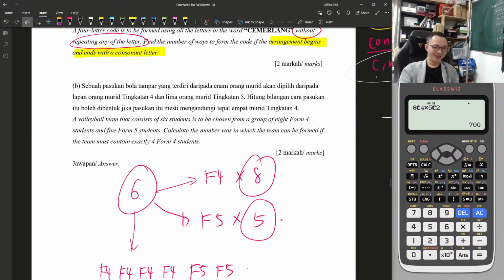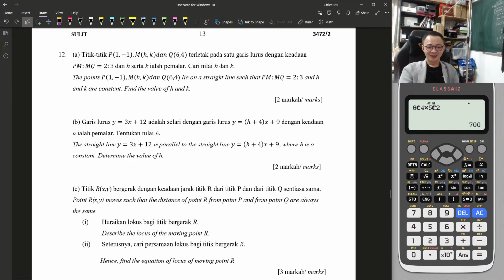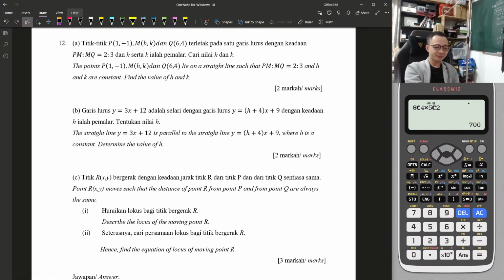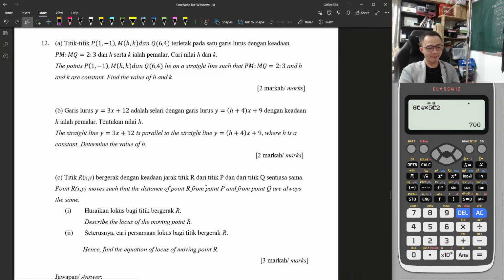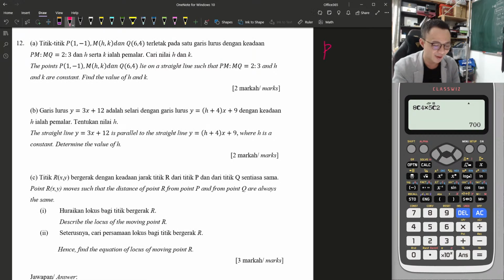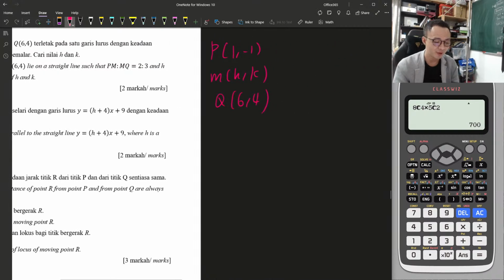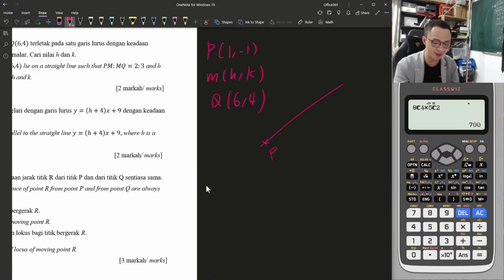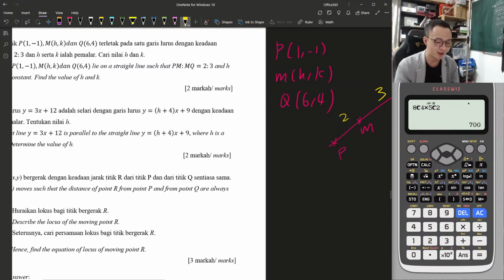Okay, so let's move on to the next one. Some coordinates questions. We have some points here. Point P is (1, -1), point M is (h, k), and point Q is (6, 4). They lie on a straight line, so this straight line will have P, M, and Q, and the ratio of it is 2 to 3.